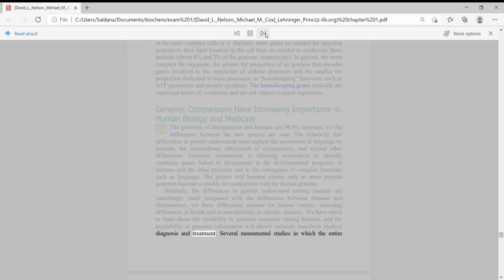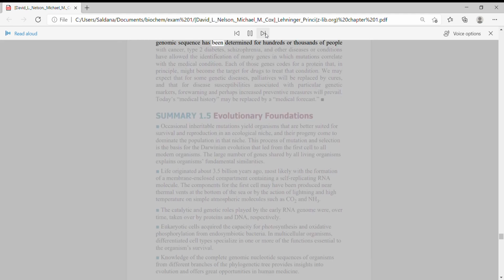diagnosis and treatment. Several monumental studies in which the entire genomic sequence has been determined for hundreds or thousands of people with cancer, type 2 diabetes, schizophrenia, and other diseases or conditions have allowed the identification of many genes in which mutations correlate with the medical condition.